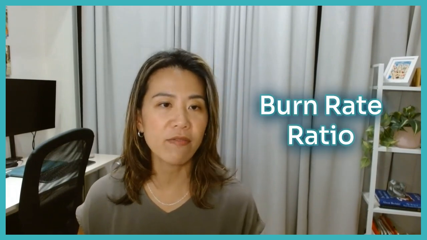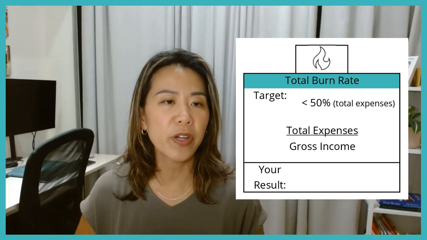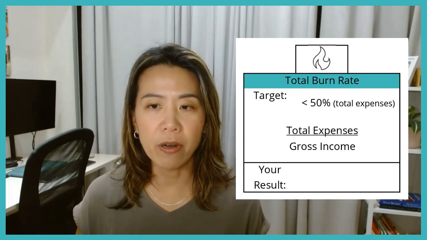The next ratio is the burn rate. And the burn rate is defined as total expenses, all the expenses that you spend to cover your operating costs as a household, divided by your gross income. So household total expenses should include your housing costs, whether that's mortgage or rent, all your living expenses, essential and discretionary, and any debt payments.